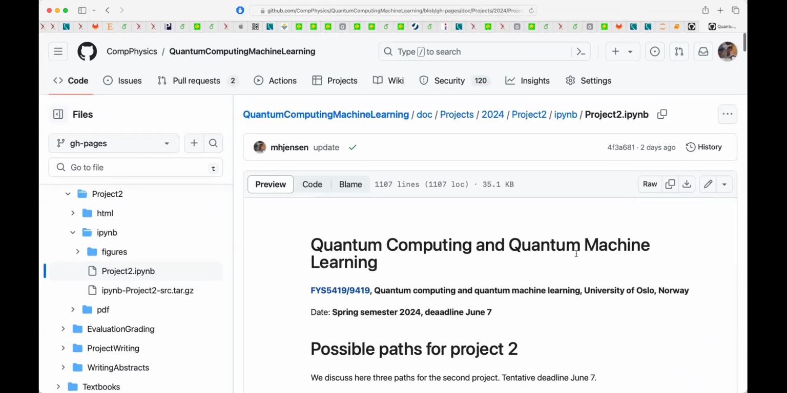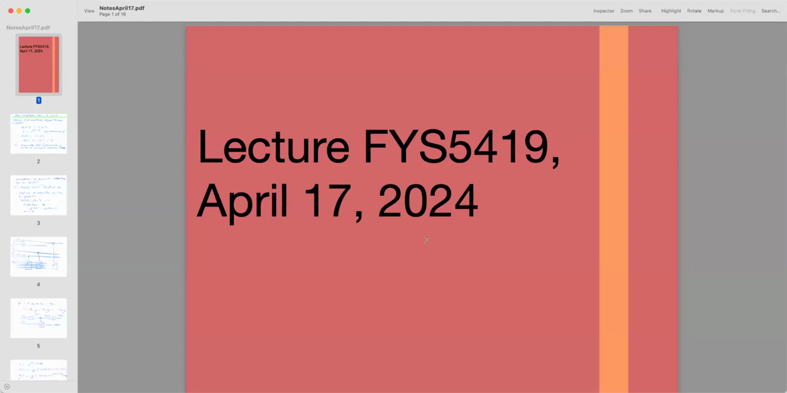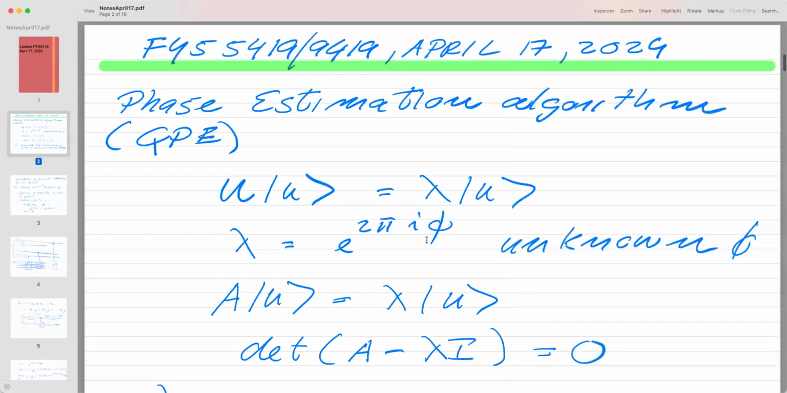So let me then remind you a little bit about some of the things which we discussed last week, or rather, which I have uploaded as a video last week. And I just wanted to quickly remind you of the quantum Fourier, or rather the quantum phase estimation algorithm.